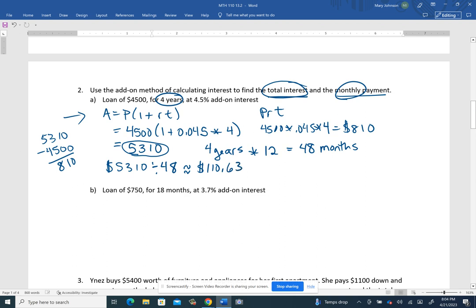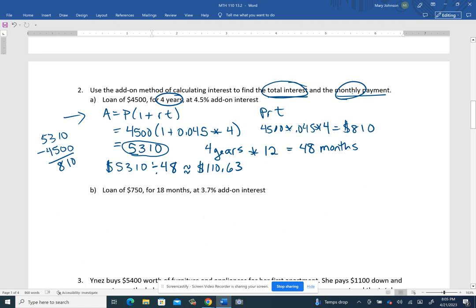$110.63. So you want to find out how many months, since we're doing monthly payments, we would have. So that's 4 years times 12. And then you divide the amount that you borrowed plus the interest, so the amount that needs to be repaid, by 48. And that means every one of those 48 months, you would need to pay $110 and around 63 cents to pay it off in 4 years.